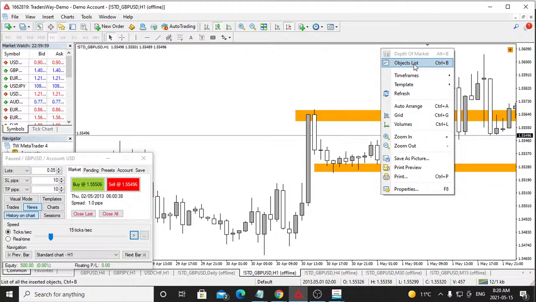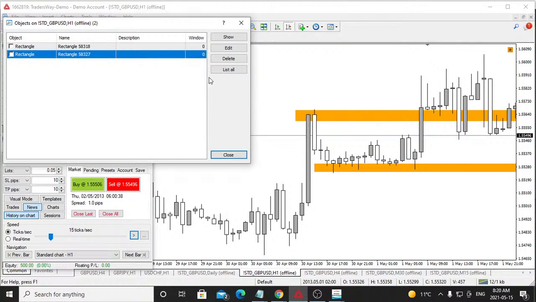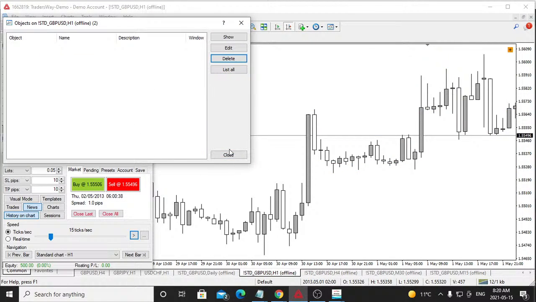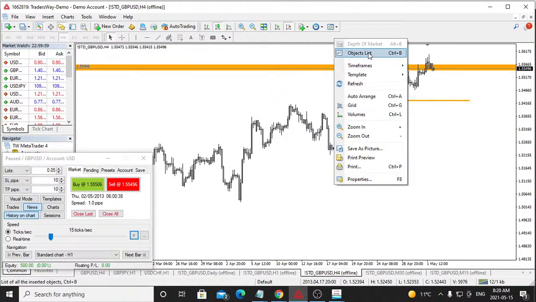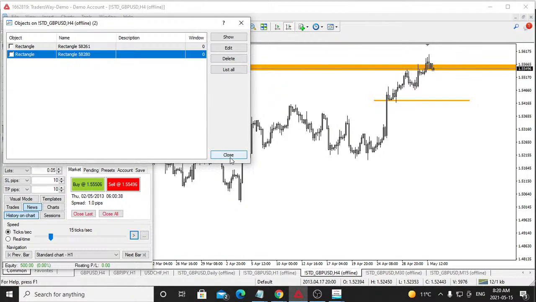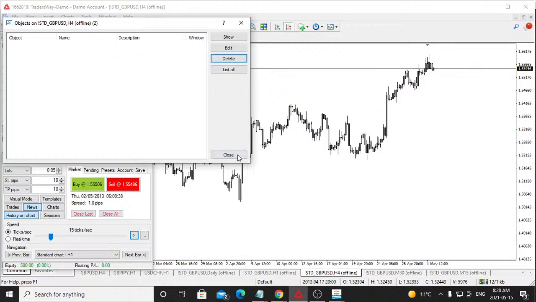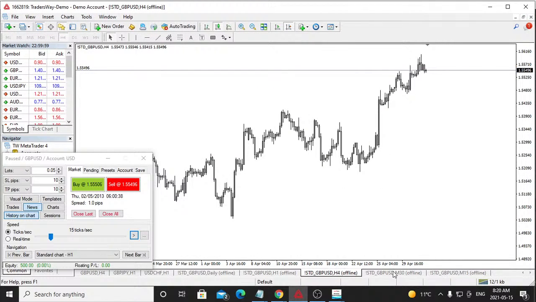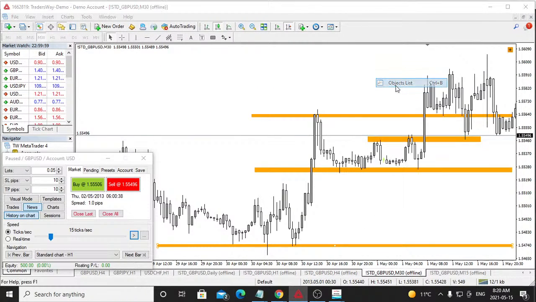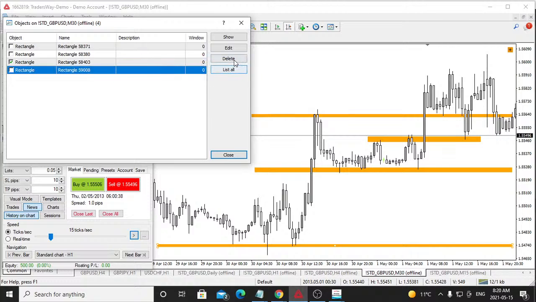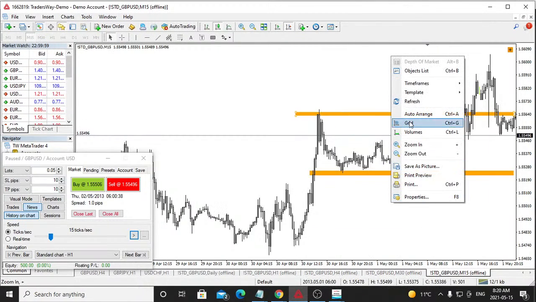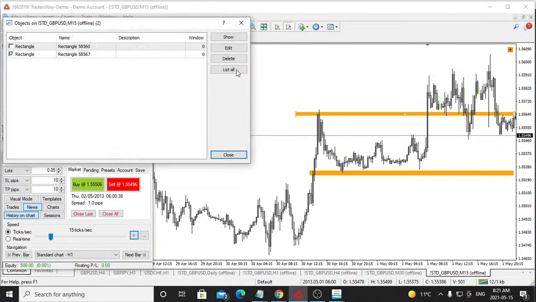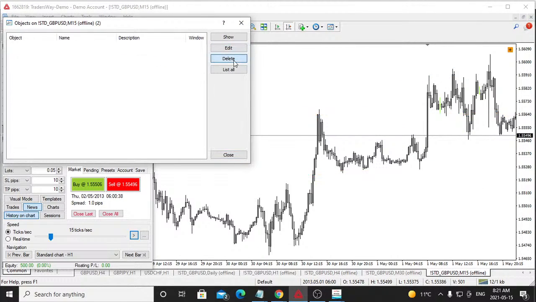Let me open the object list and delete. I'm gonna fast forward, and then I'm gonna open the object list and delete, and fast forward, object list, a couple more, and I'm gonna go to the 15-minute, go to the object list, and delete. Okay.